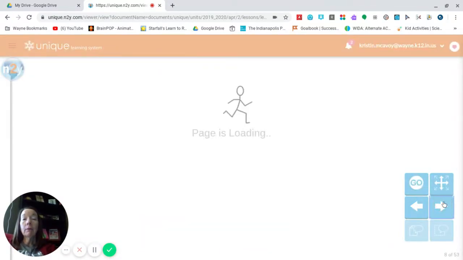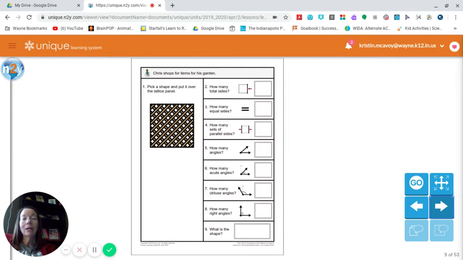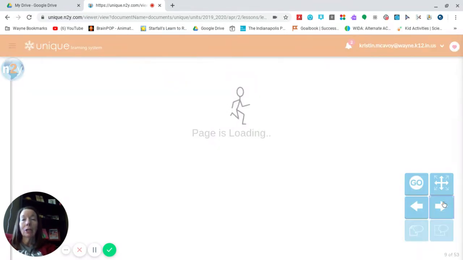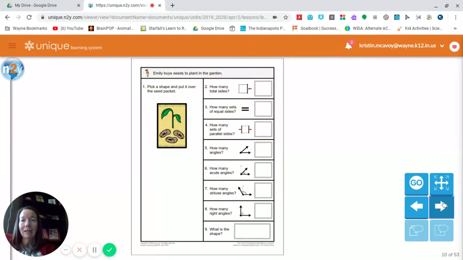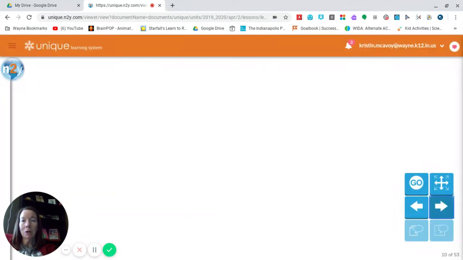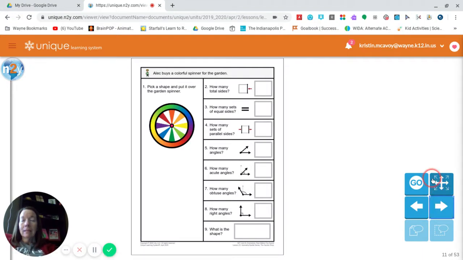Now, if we move on, you've completed this page, you've completed this page. Now we're to today's work. It says, Alec buys a colorful spinner for the garden. Do you know what shape that is? I bet you do. So you can pick a shape and put it over the garden spinner. And those were the shapes that you cut out from page 25. You can put the answer here when we get to that.